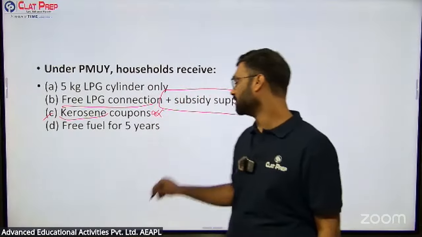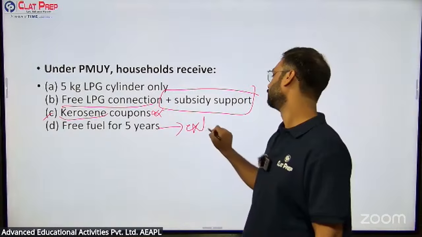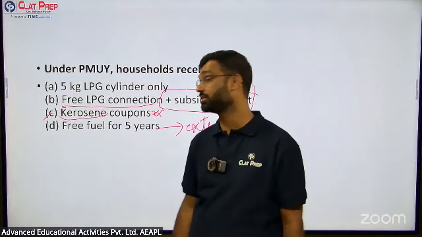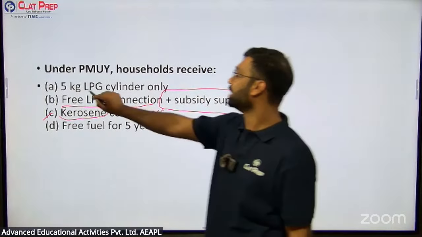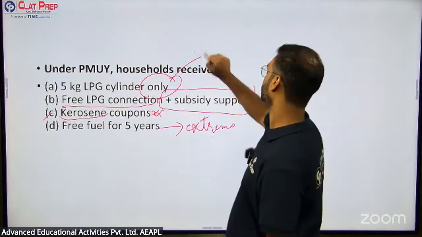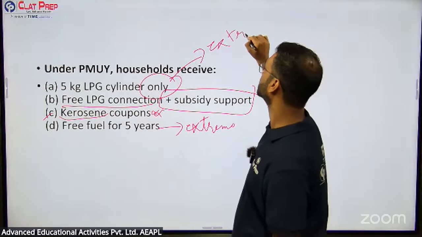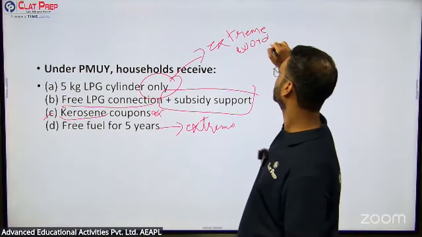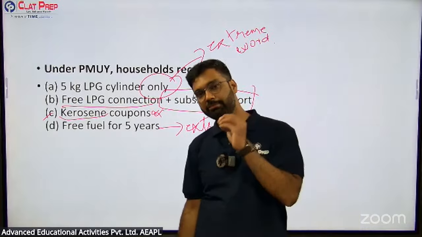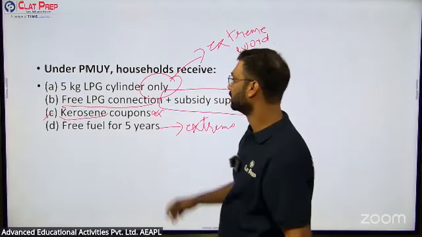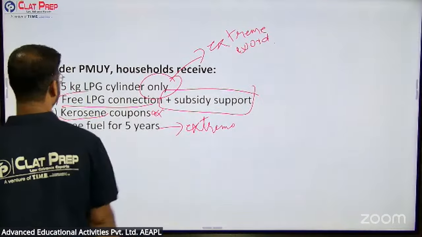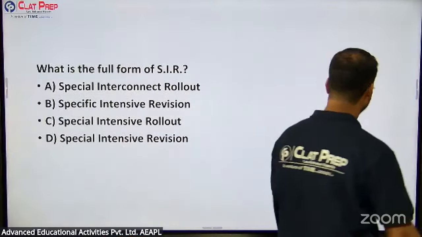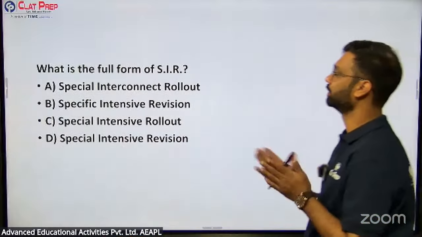Free fuel for 5 years. Again, a very extreme statement. 5 kg cylinder only. Again, extreme words. The options with extreme words are generally incorrect. So the correct answer is P for Bombay: free connection plus subsidy support. All right, moving on to the next question.